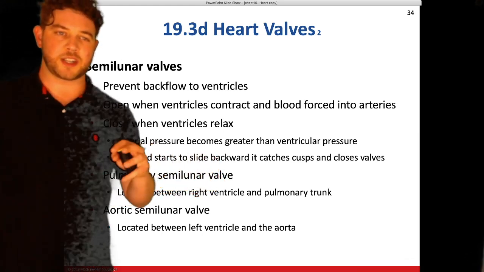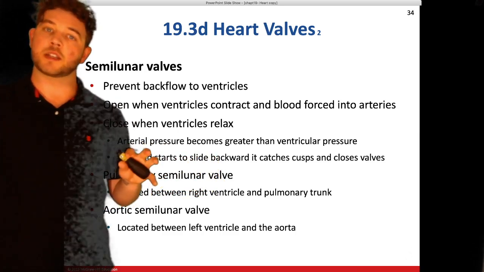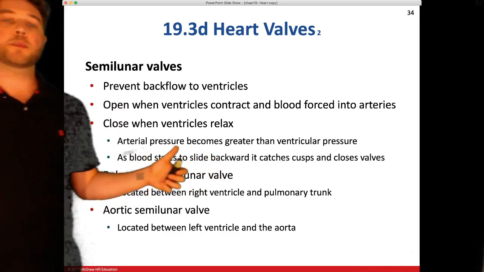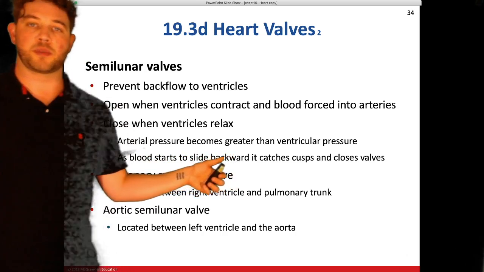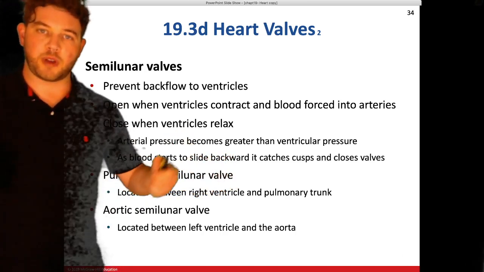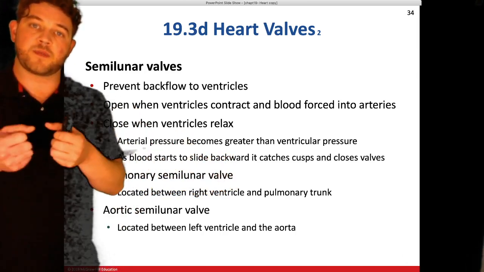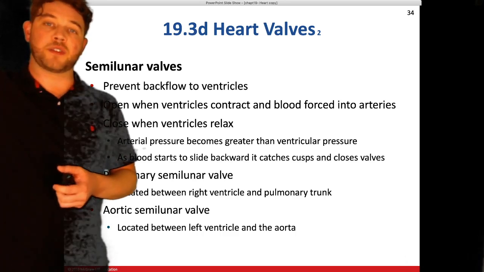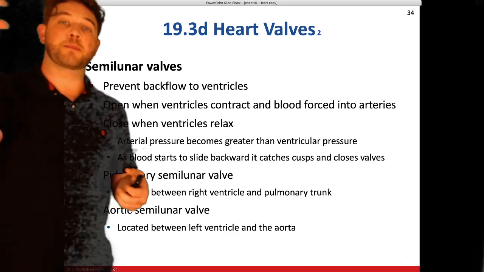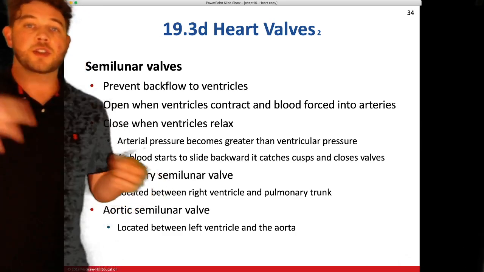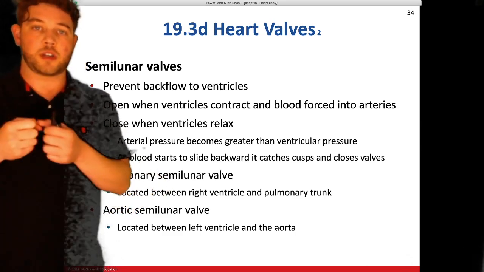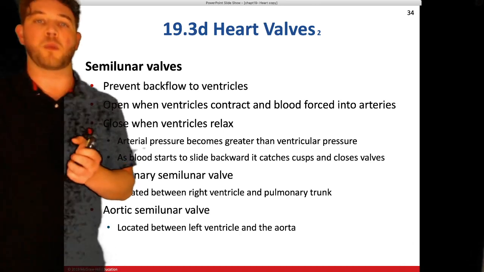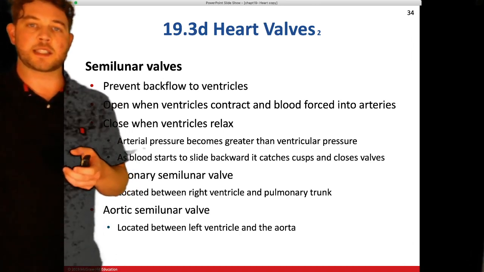So once we start getting into heart stuff, we do start talking about pressures, and that can get a little confusing for people. So arterial pressure becomes greater than ventricular pressure. The pressure that it's talking about is the pressure from the force of the ventricles contracting and pushing blood out, as well as the force of blood that's in the aorta pushing back against that valve. Because there's already blood in the aorta. As soon as your heart contracts and pushes blood out there, it's just pumping more blood in there. There's already blood kind of sitting back there.